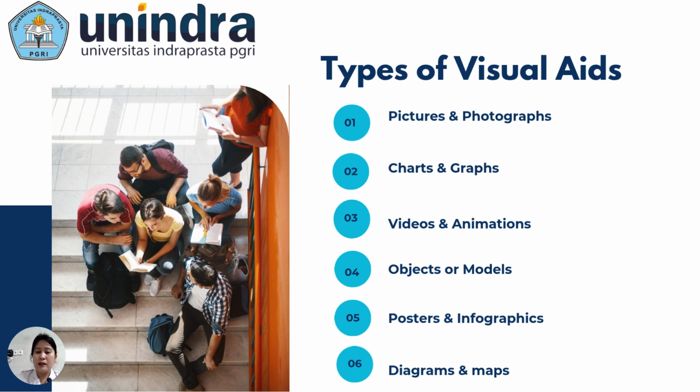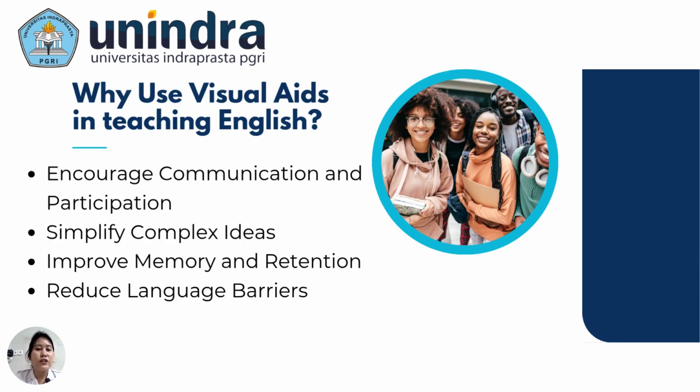And then, why use visual aids in teaching English? The first one, of course, is to encourage communication and participation. Visuals can be used as a prompt for speaking or writing activities. For example, students can describe a picture or tell a story based on a photo.